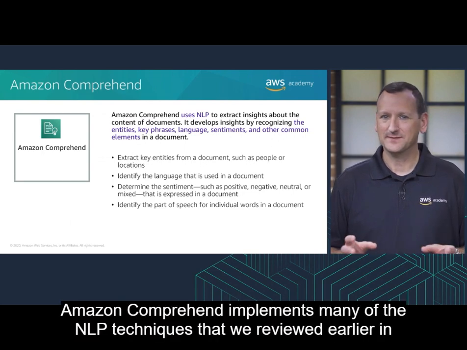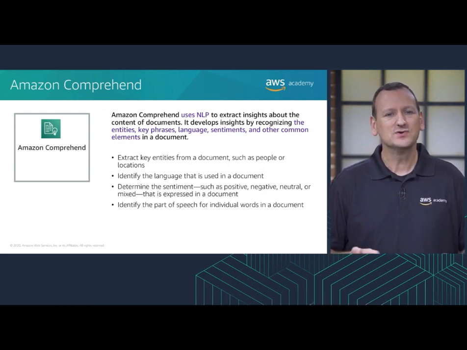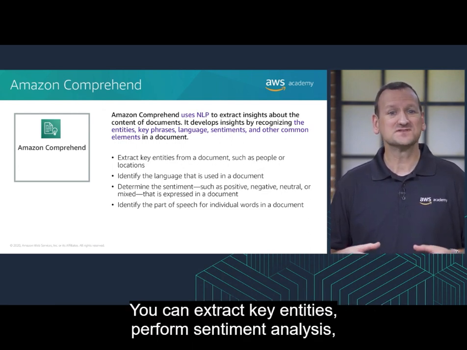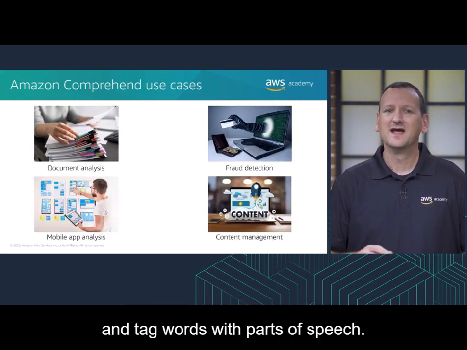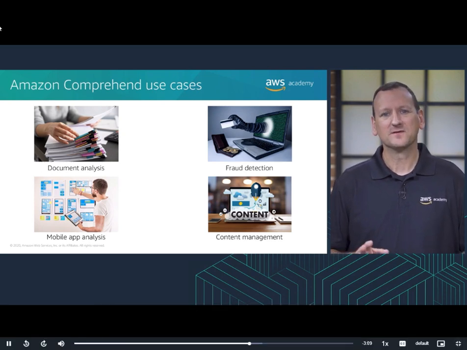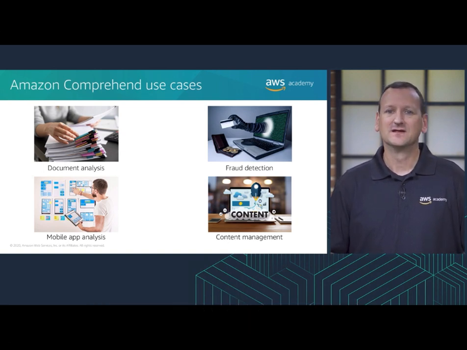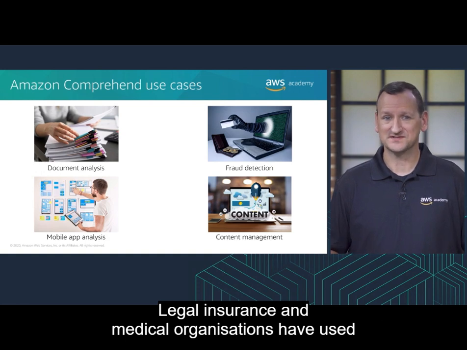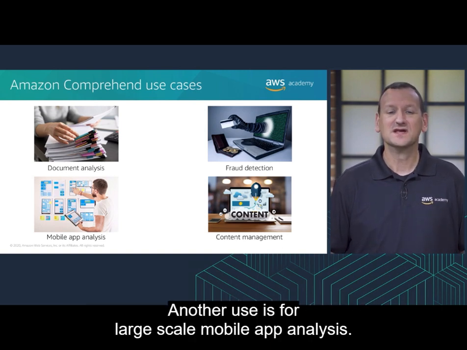Amazon Comprehend implements many of the NLP techniques that we reviewed earlier in this module. You can extract key entities, perform sentiment analysis, and tag words with parts of speech. Here are some of the more common use cases for Amazon Comprehend. The first example is analyzing legal and medical documents. Legal, insurance, and medical organizations have used Amazon Comprehend to perform many of the NLP functions we reviewed in this module.